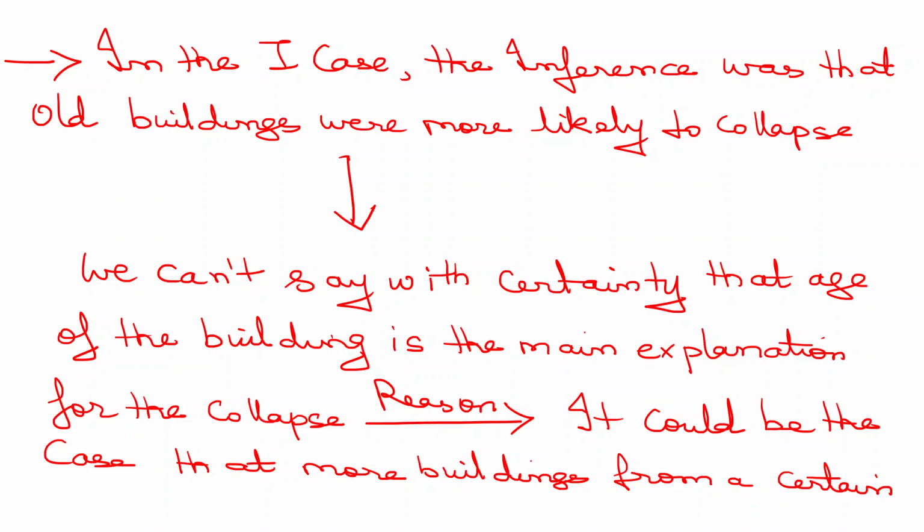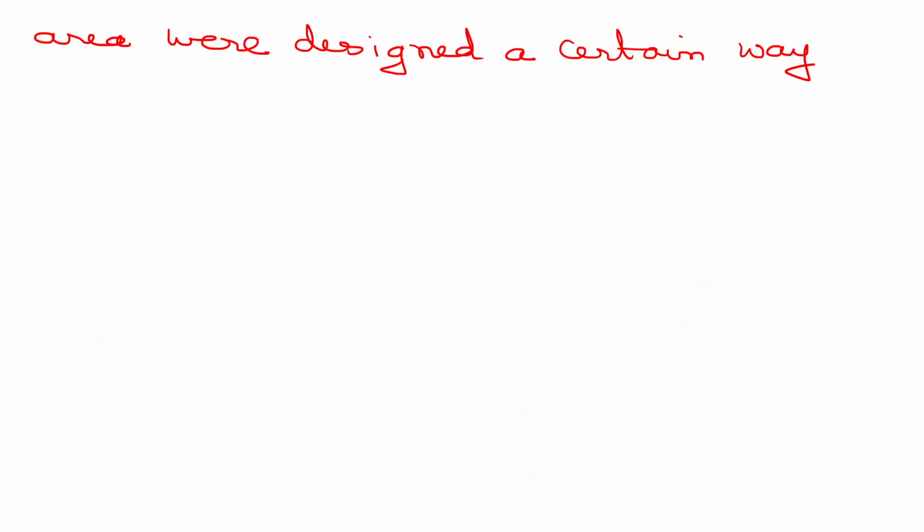So we are talking about possible factors that could have contributed to the collapse of these buildings. Just to say that age was the single factor that led to their collapse may not hold. I'm using the words "may not" here because we are not dealing with data right now. We are thinking of possible causal factors that could have contributed to the buildings' decline.